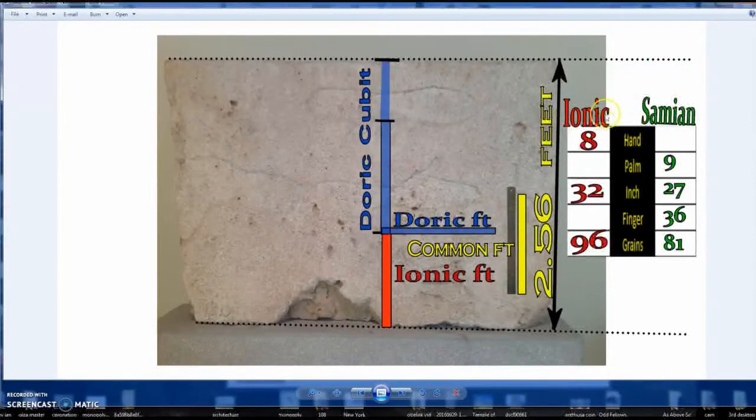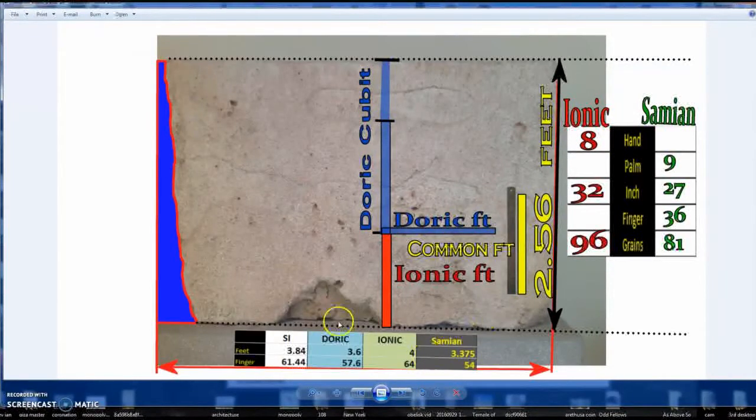And so at 2.56 feet, we have a conversion rate between Ionic and Samian. And also, this blue section is missing. Now, there are some very good reasons that we can assume, and it is working on an assumption, that including the missing portion, the whole length should be 3.84 feet, or exactly 4 Ionic, which again gives us conversion 64 Ionic fingers or 54 Samian fingers.